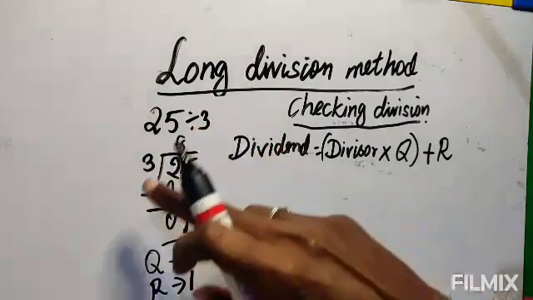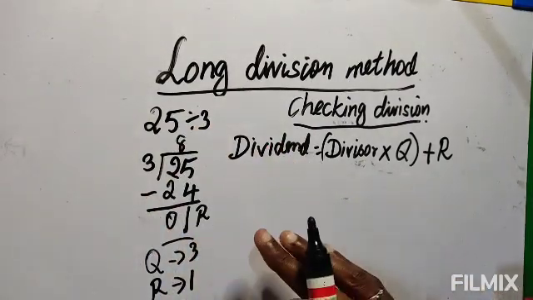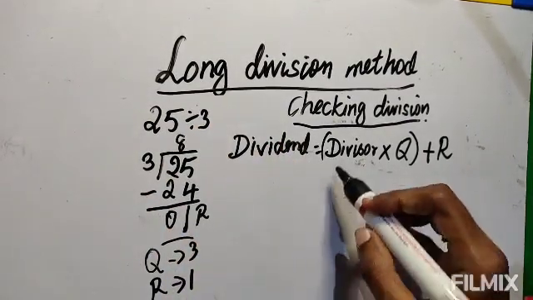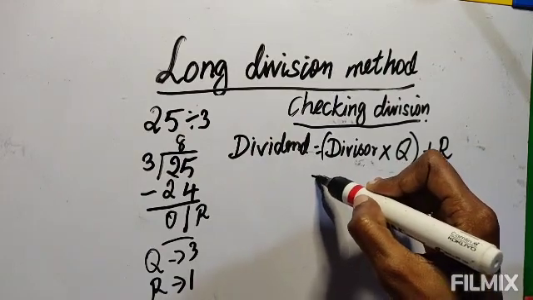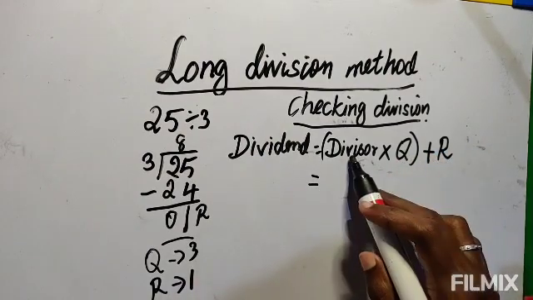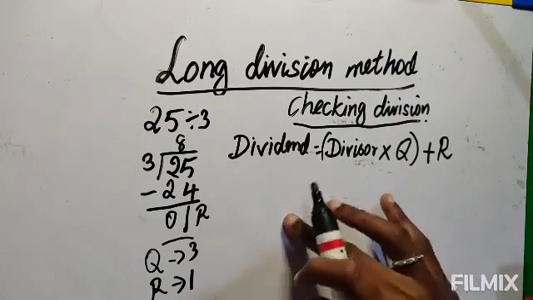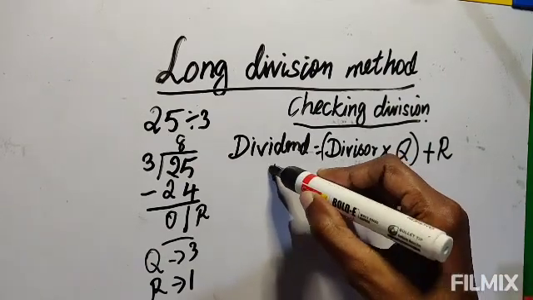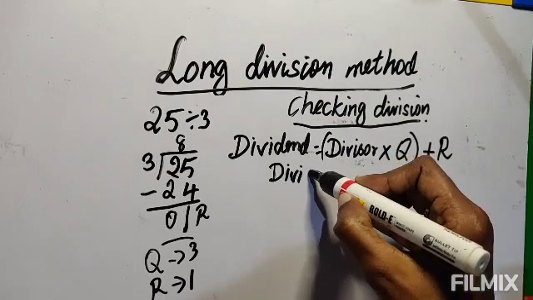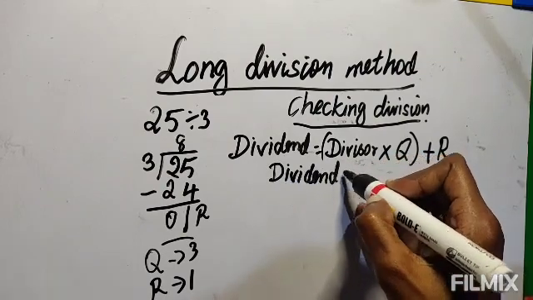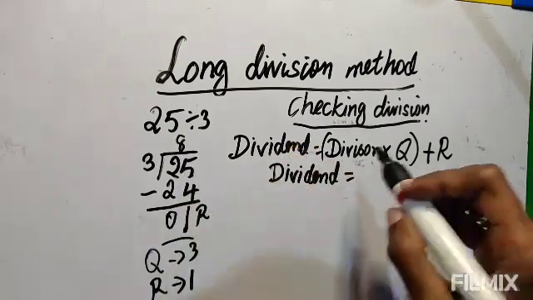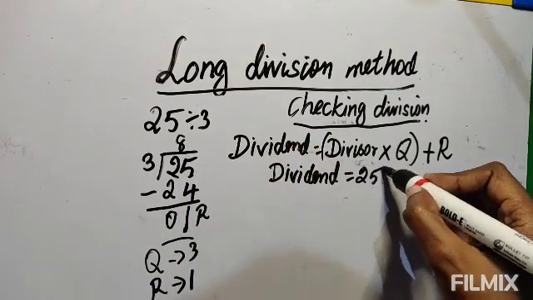Okay, now we have done the division. So let's check whether our answer is correct or not. Dividend equals divisor into quotient. First let's write what the divisor and dividend are. The dividend is the one inside, which is 25. So 25 is the dividend.